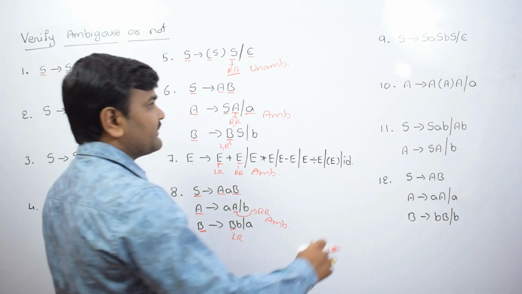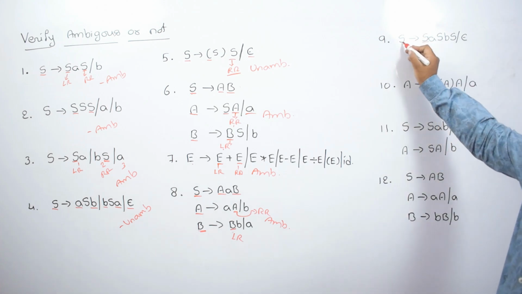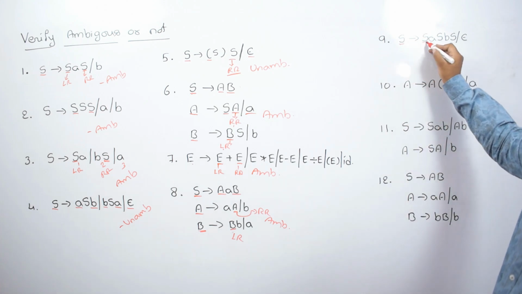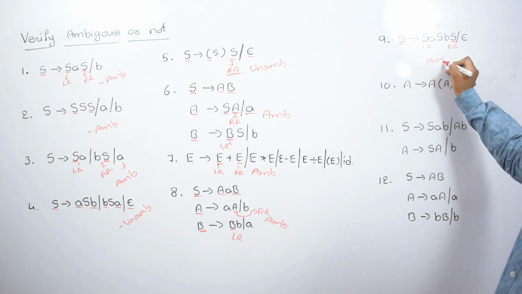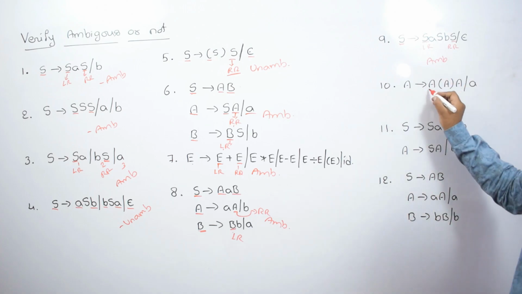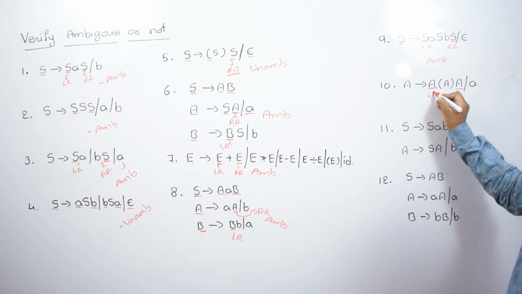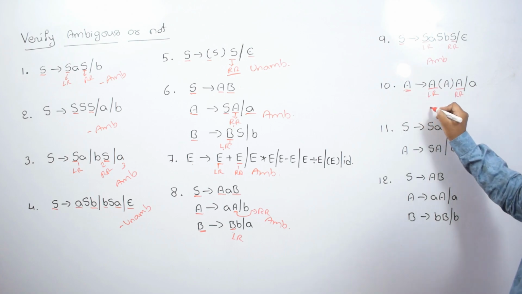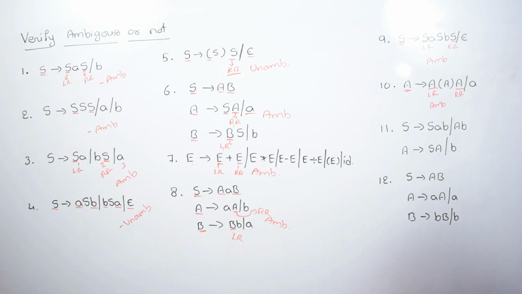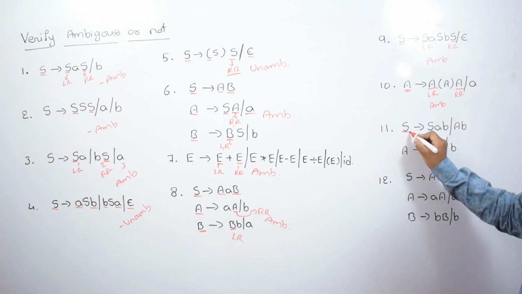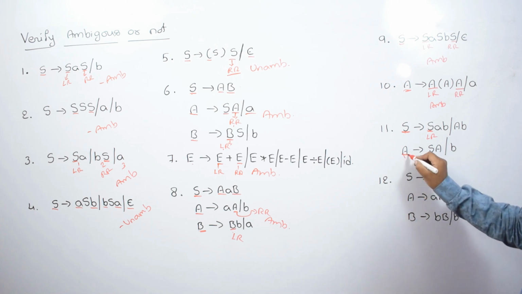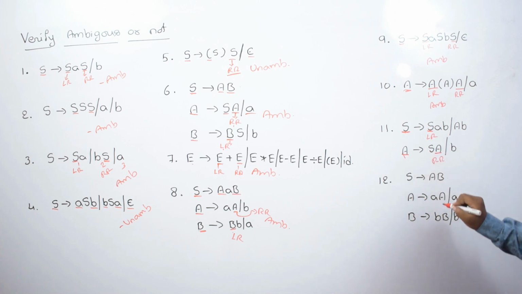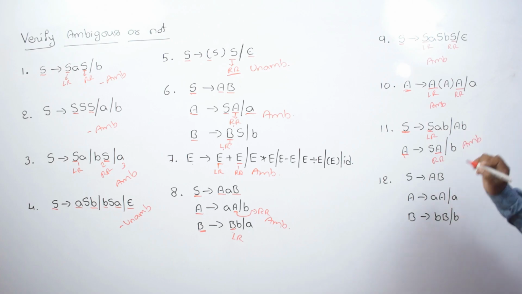Now, if you come here, this is simple. The LHS variable is S, with S in the first position and in the last position, so left recursion is there and right recursion is there. This is ambiguous, very easy to tell. In this case also both are there, so this is also ambiguous. Now here the LHS variable is S and the first variable is S, so left recursion is there. A is there, and here A is there, so right recursion is there. So this is also an ambiguous grammar.